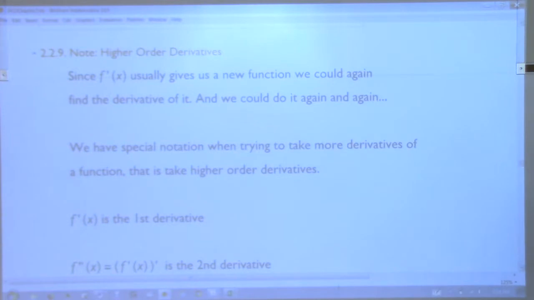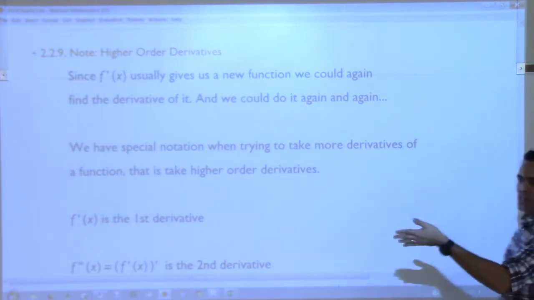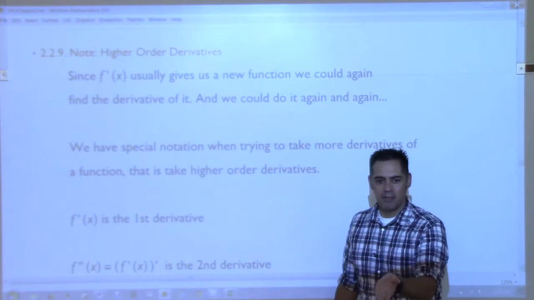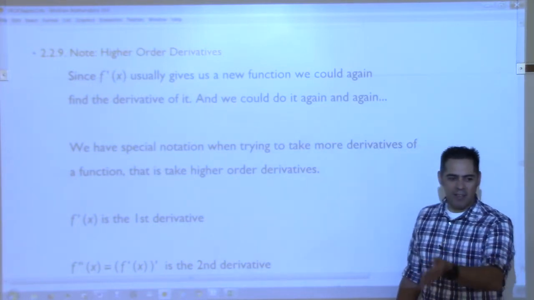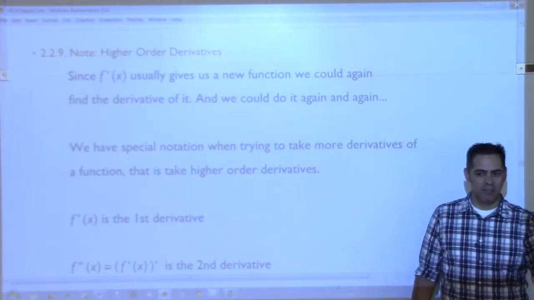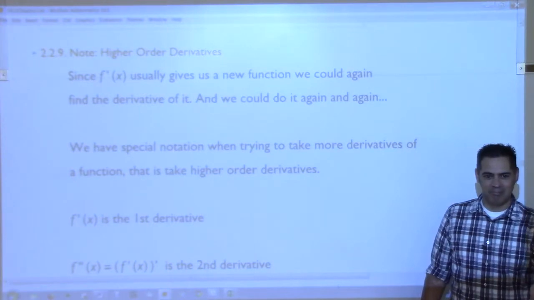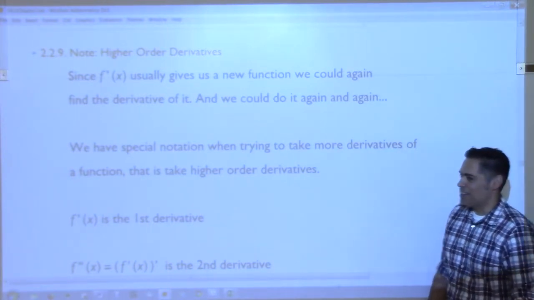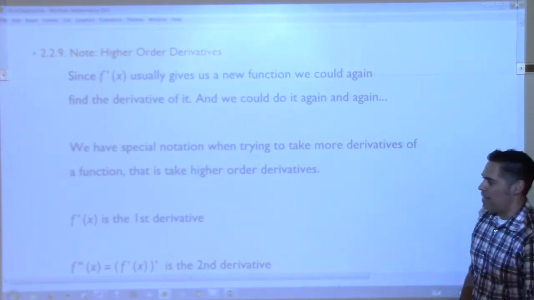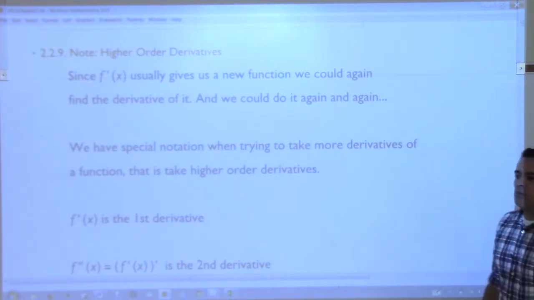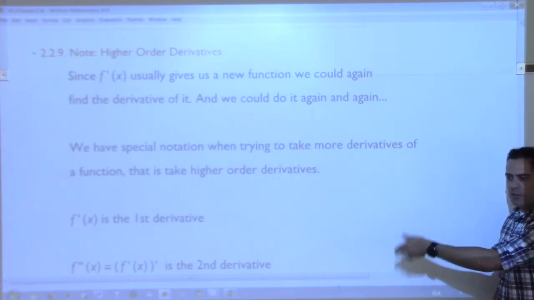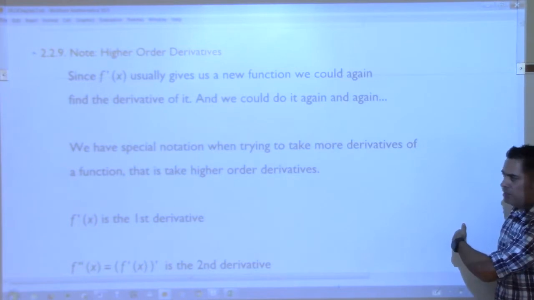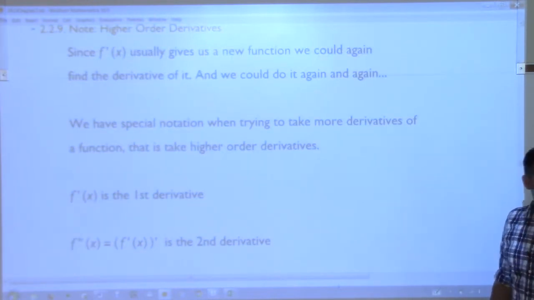All right, higher order derivatives. Well, since the derivative of a function usually gives you a new function, right? Then why not take the derivative of that function? And then ask the question, what would it mean, right? We will answer that. But we are going to do higher order derivatives. That means taking the derivative repeatedly of a function. And so we need some new notation.